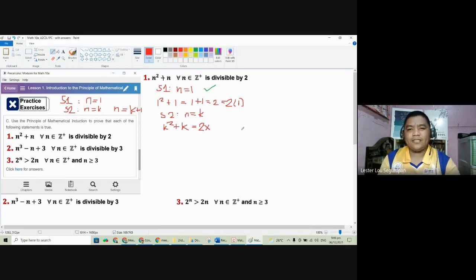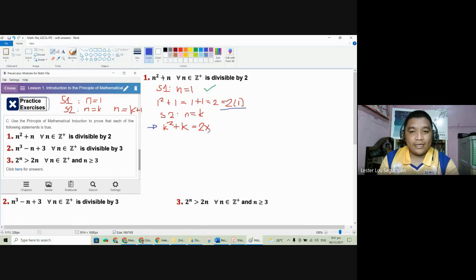What is the purpose of that 2x? Similar to step 1, where we expressed 2 as a product of 2 times 1, this is just to emphasize that any number that's divisible by 2 should have a factor of 2. So in case that this is now our symbols, where we change n to k, so we have k squared plus k, we can equate it to an expression that has a factor of 2 to show that this is really divisible by 2.